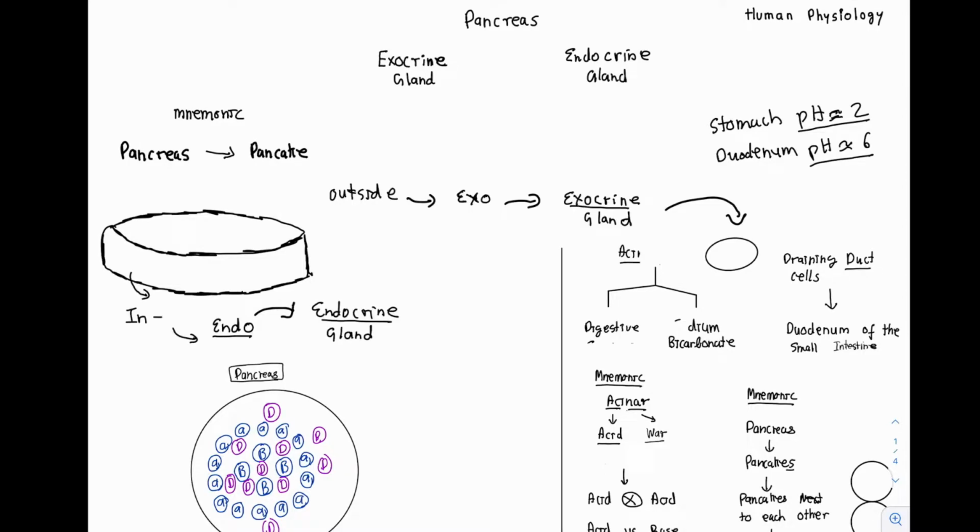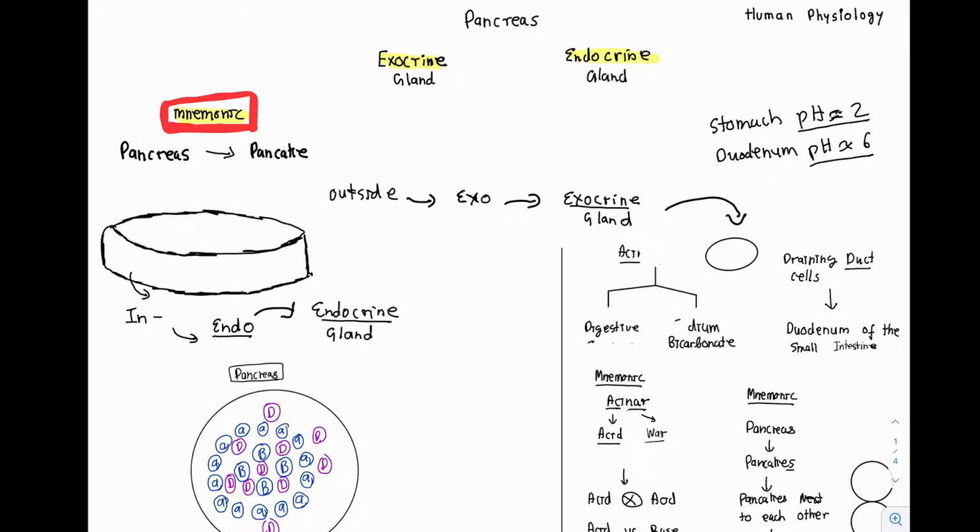Hi everyone, we are going to talk about the pancreas, the two kinds of glands, and in the end we will talk about some mnemonics to remember them. Alright, the pancreas has both the exocrine and endocrine gland, and there's a mnemonic for this. So there's a shortcut to just remember that. Whenever you think about the pancreas, you can think about the exocrine and the endocrine gland.